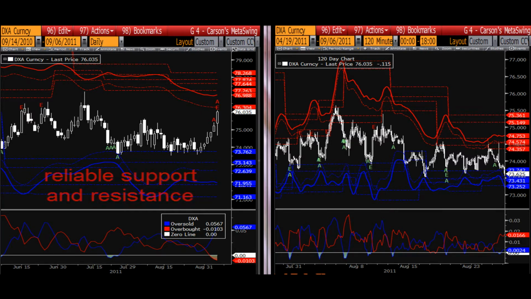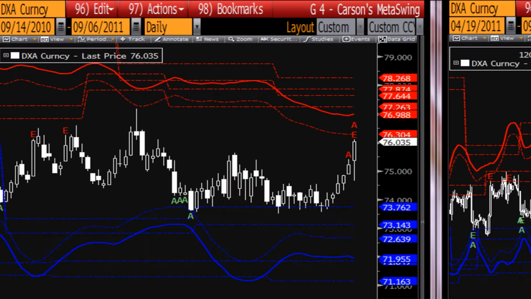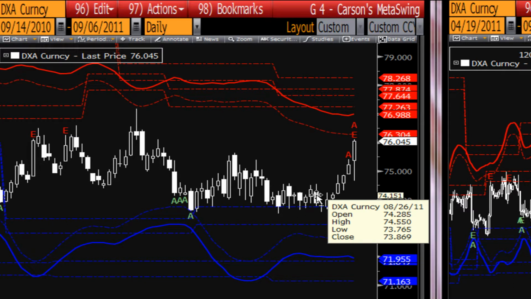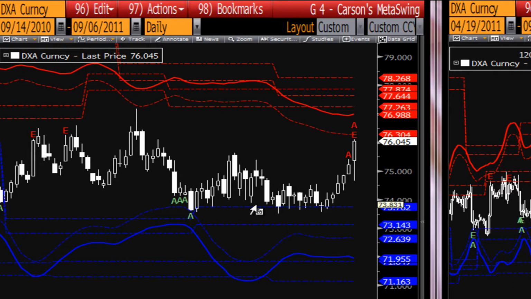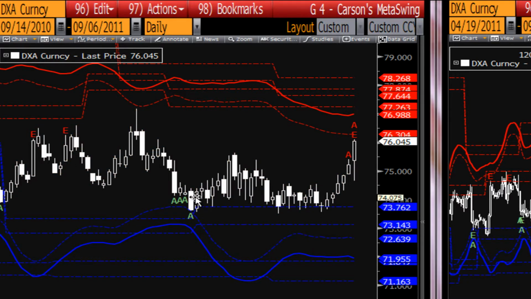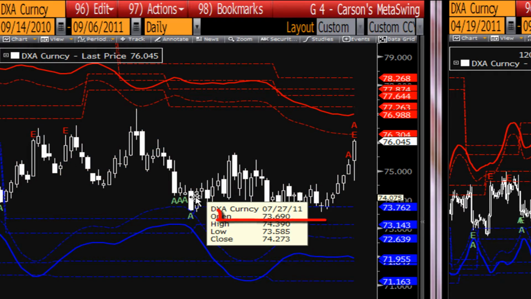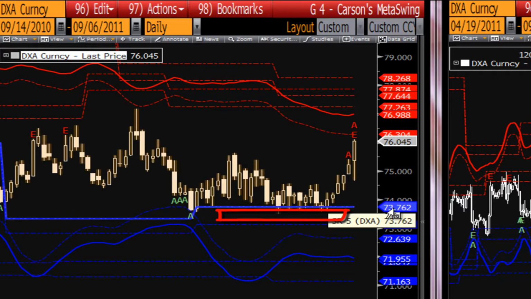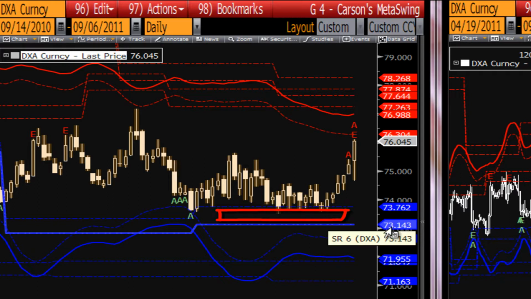So here we're going to look at the dollar index. This is the active contract. And so I'll just use this current example here. One of the things I've noticed in the media is that everyone's been very negative on the dollar over the summer. And the interesting thing is our software has shown that as early as the end of July, July 27th specifically, a region of support has been identified based on volatility technical analysis. So we're looking at 73.76 to 73.14.